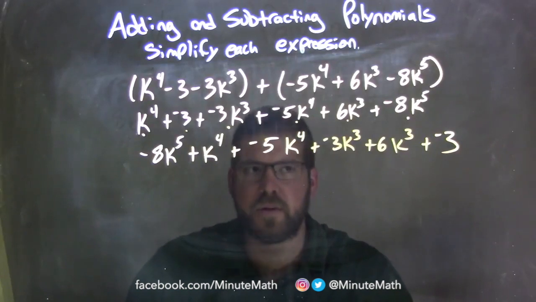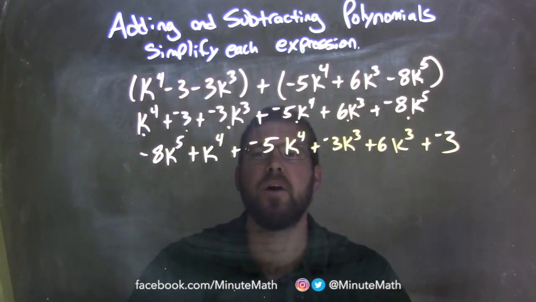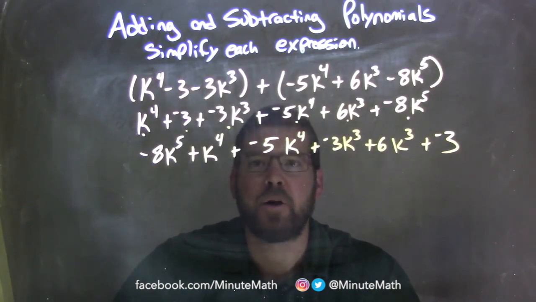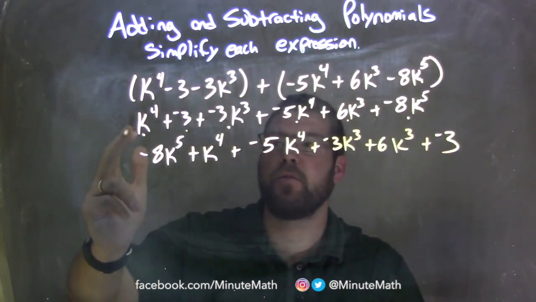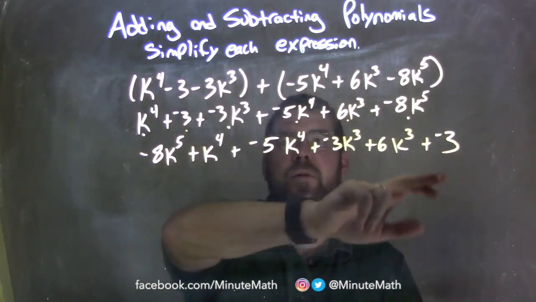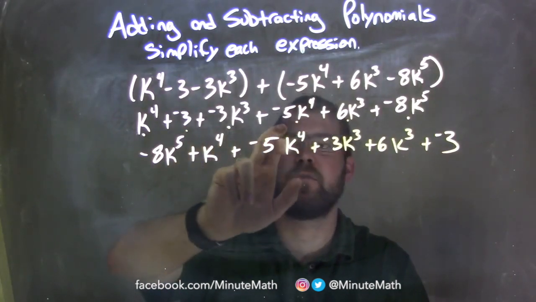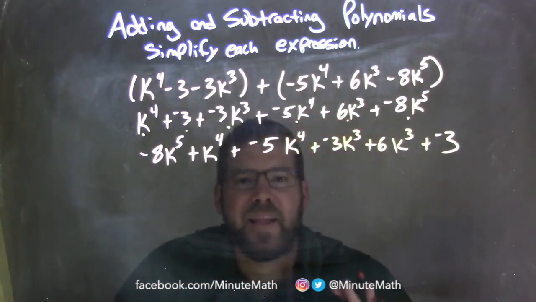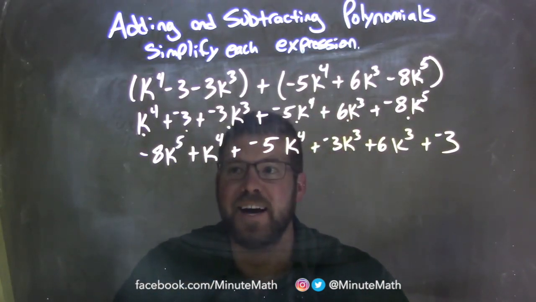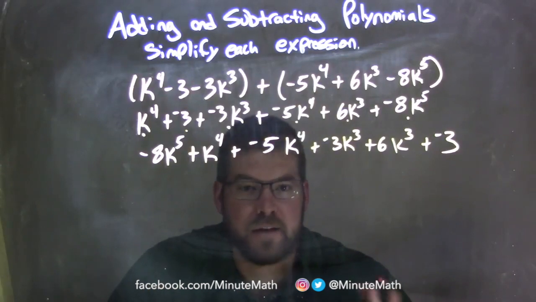Okay. I don't see anything else. No, we're good. So now let's combine our like terms together. Okay. Let's double check. k to the fourth was right there. Negative 3 right there. Negative 3k to the third right there. Negative 5k to the fourth. Right there, 6k to the third and negative 8k to the fifth. That second double check really doesn't take any time, literally 5 seconds.